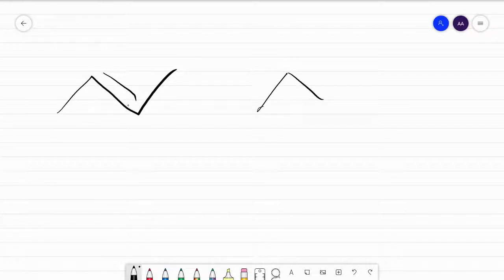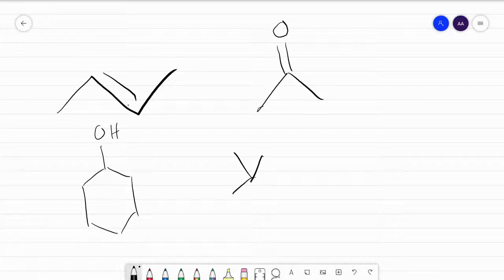All right, so here's the answer. So the first one of those is but-2-ene. The next one of those is propanone, which looks like that. Then we have cyclohexanol. You don't need a number there because it doesn't matter. And then the last one is 2,2-dimethylbutane. A little bit messy there.